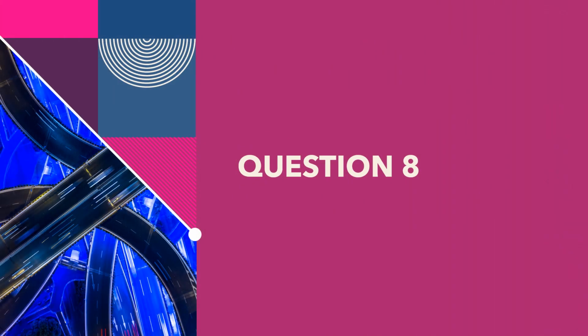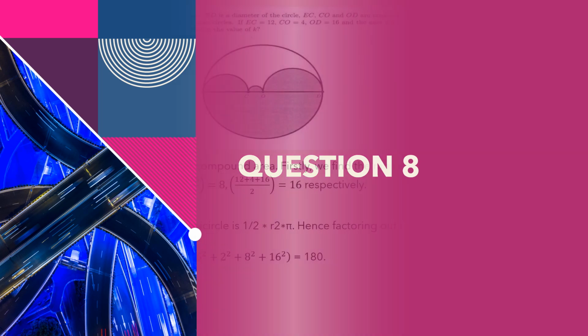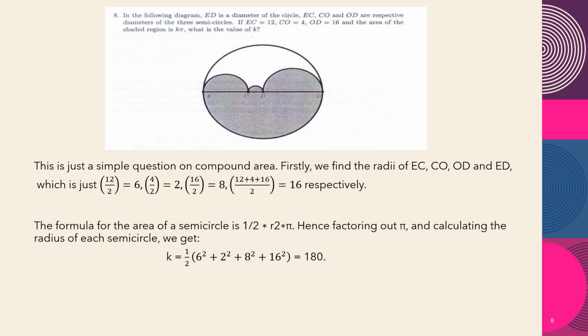Look at question 8. On to question 8. In the following diagram, ED is the diameter of the circle. EC, CO, and OD are respective diameters of the three semicircles. If EC equals 12, CO equals 4, OD equals 16, and the area of the shaded region is K pi, what is the value of K?